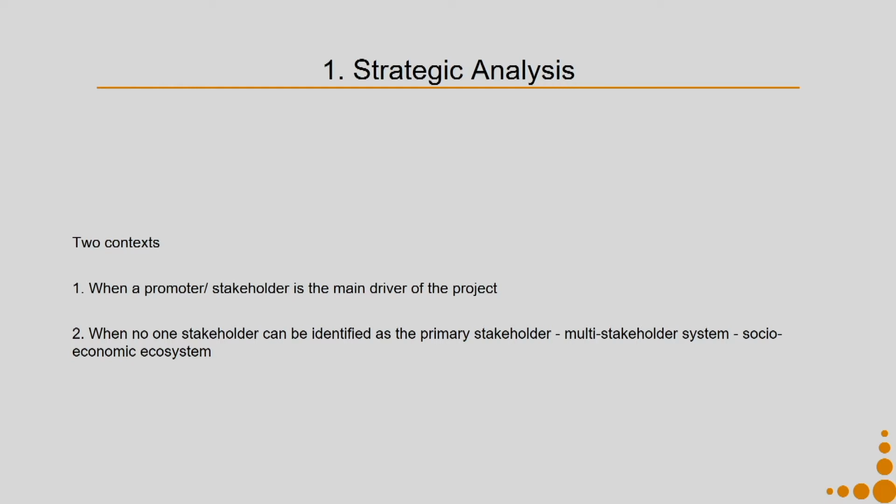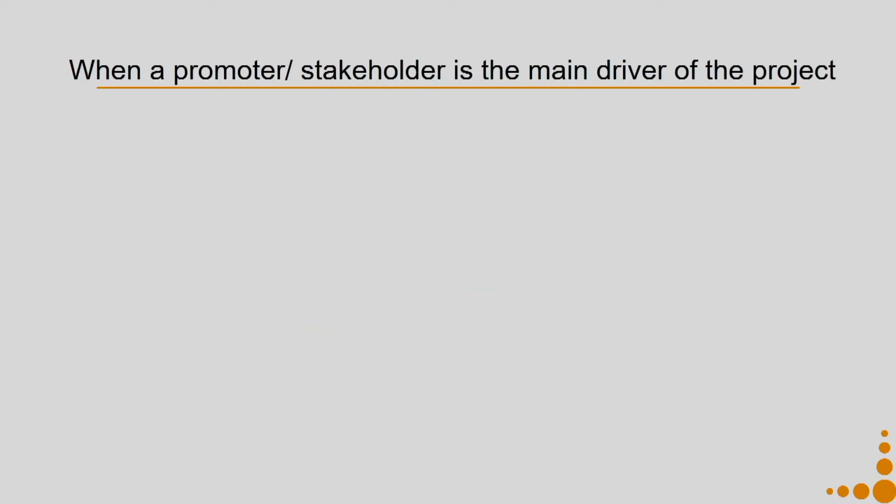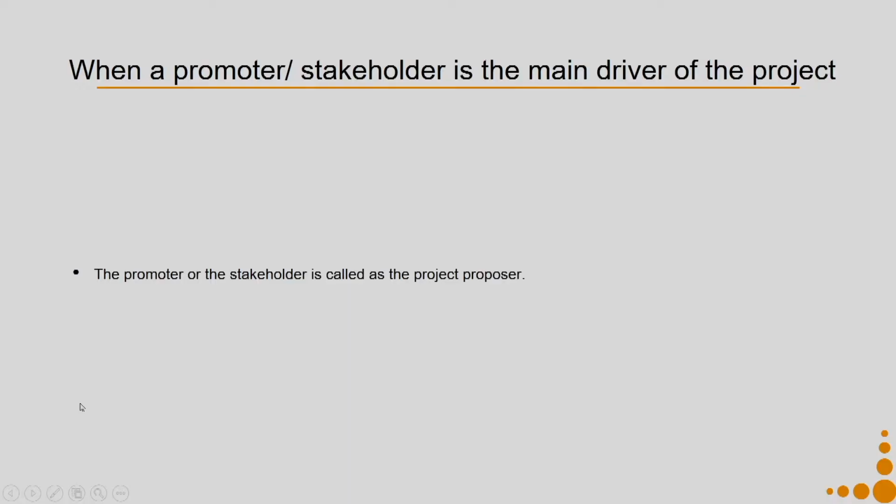Today what we will do is the first context, which is a promoter stakeholder who is the main driver of the project. These kinds of situations you will identify mostly in our urban way of living or urban way of consuming, or what we call the developed context. The promoter stakeholder is called the project proposer.